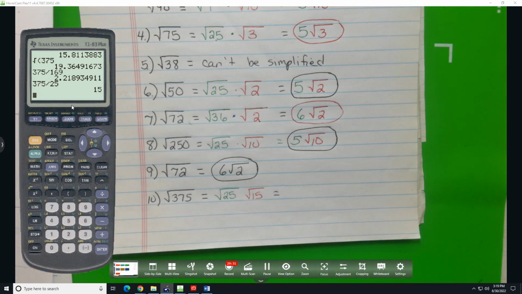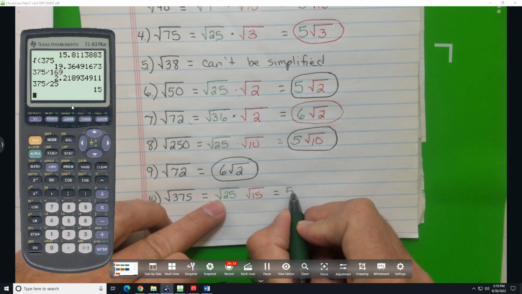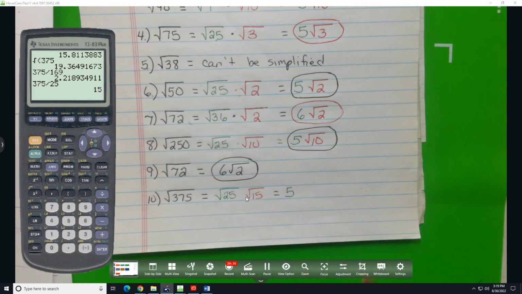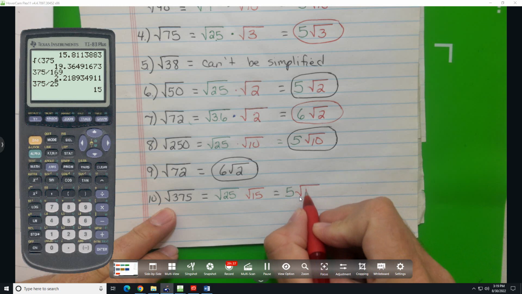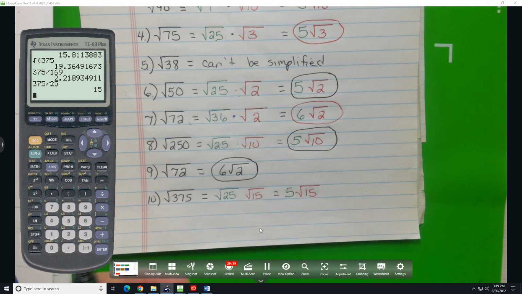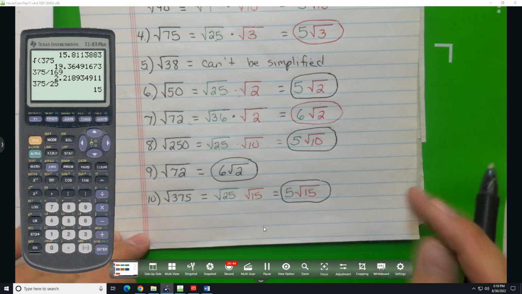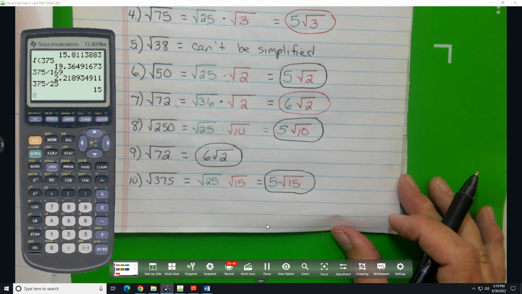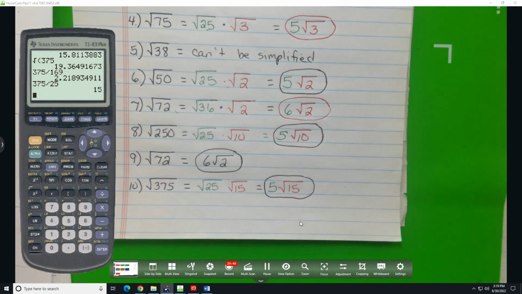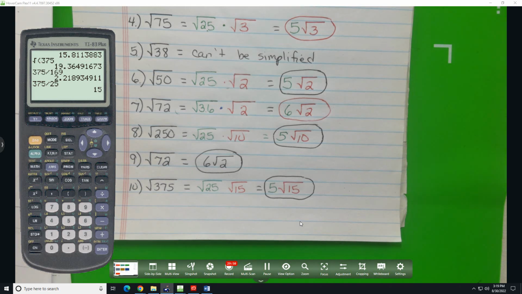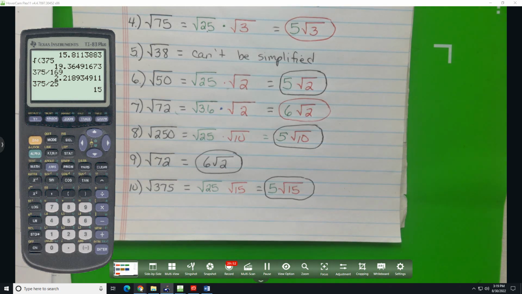What am I going to do? A green 5. And what do we do with the 15? Leave it under the square root. Any questions there? Oh, wait. Can y'all see what I'm writing? Yeah, okay. Hold on. Okay. 5 square root of 15, and we're halfway done.